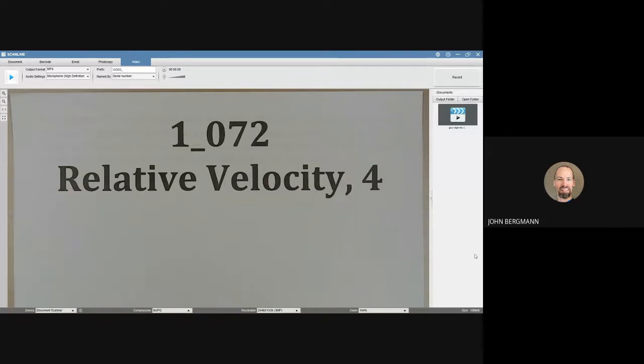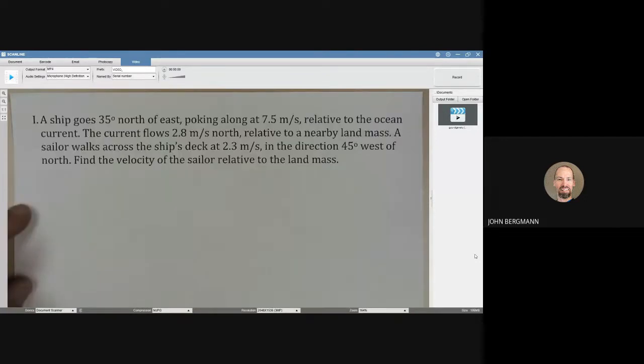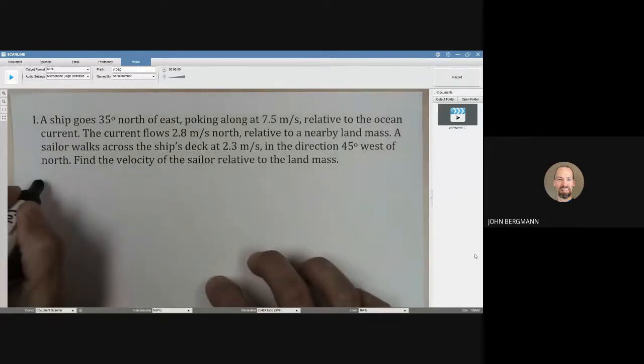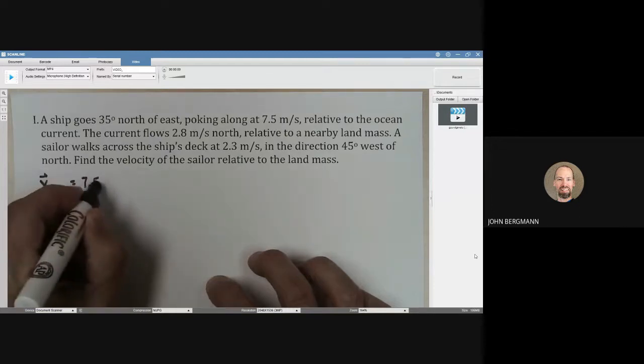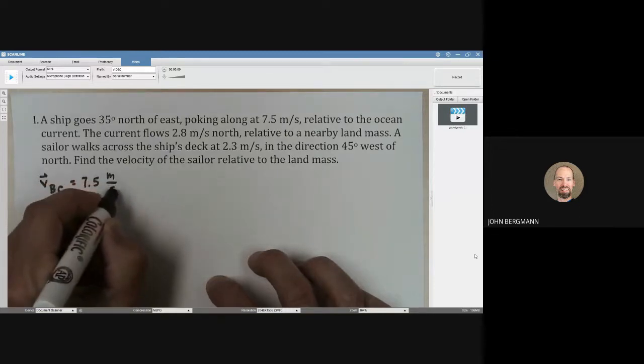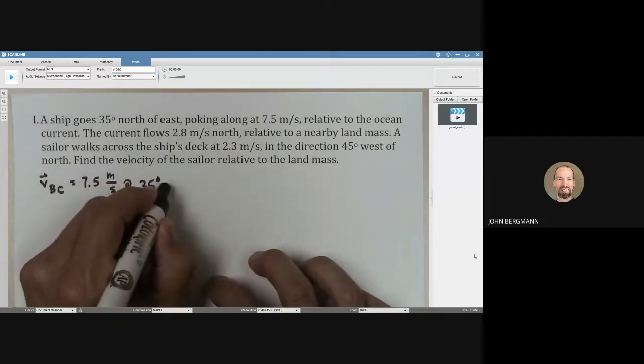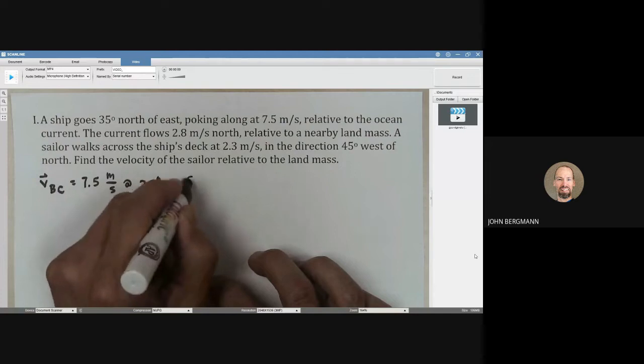This is our last video on relative velocity. A ship goes 35 degrees north of east, poking along at 7.5 meters per second relative to the ocean current. All right, so let's start writing some things down. The velocity of the boat (a ship, ship is a boat) relative to the current is 7.5 meters per second at 35 degrees north of east.